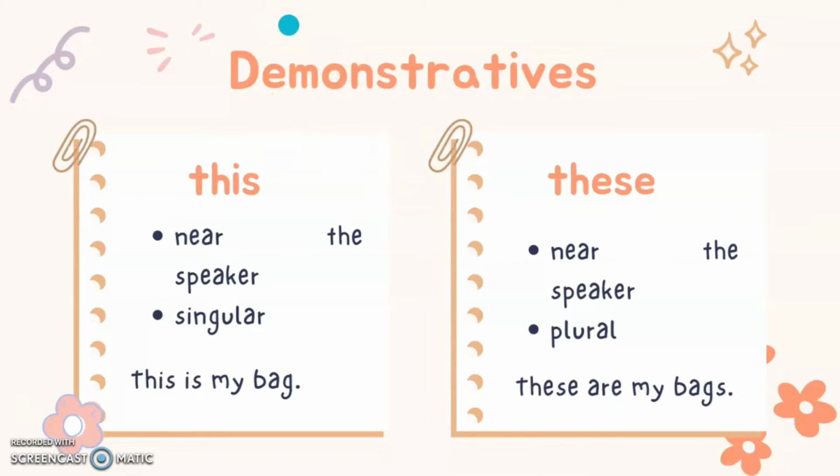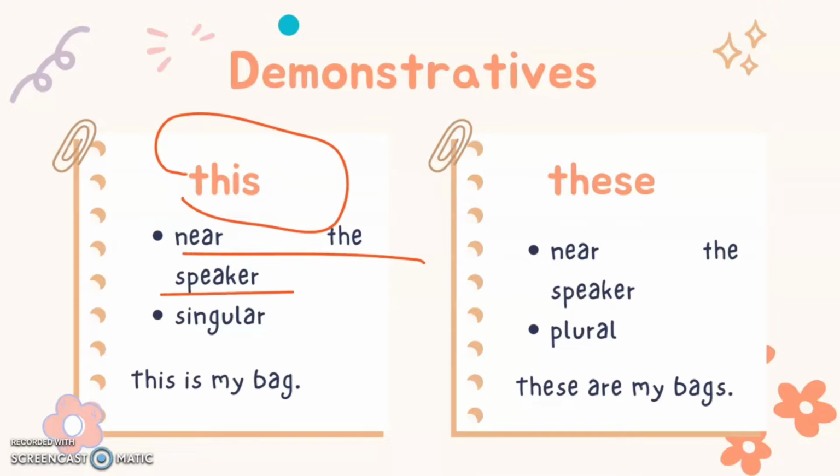First, we have this. Kapag sinabi natin this, we are near to the speaker, meaning malapit lamang tayo sa speaker. And usually, kapag sinabing this, it is singular, meaning isa lamang siya. As you have seen here, yung word na this, ito yung titingnan nyo yung word na I, meaning isa lang, ako. Kapag this, meaning singular siya, isa lang siya.